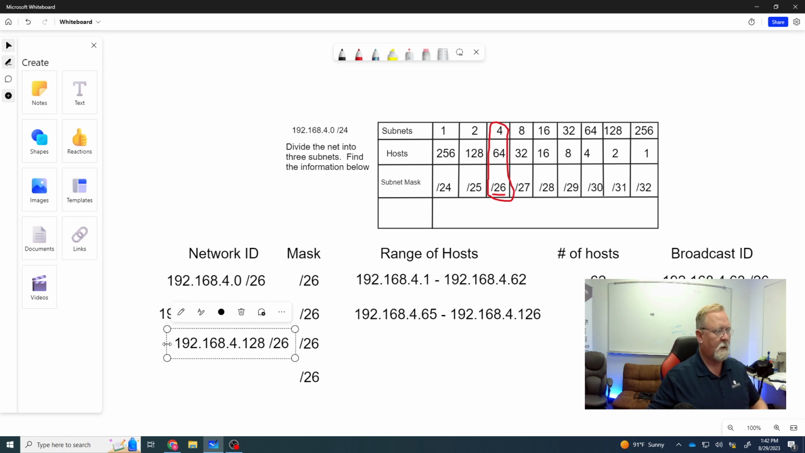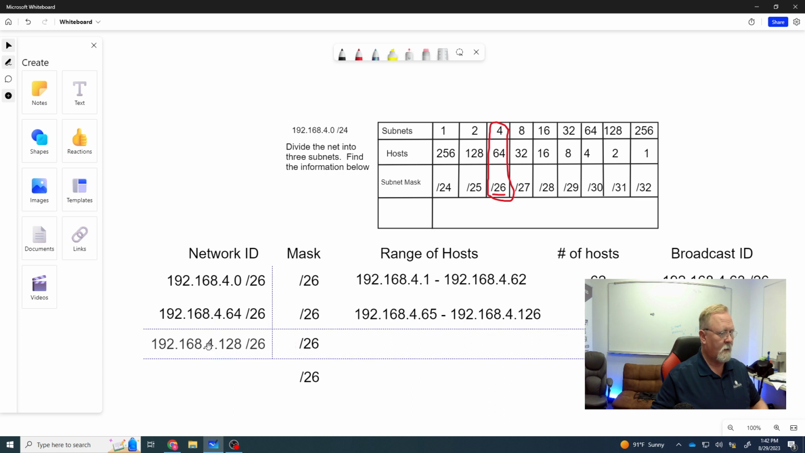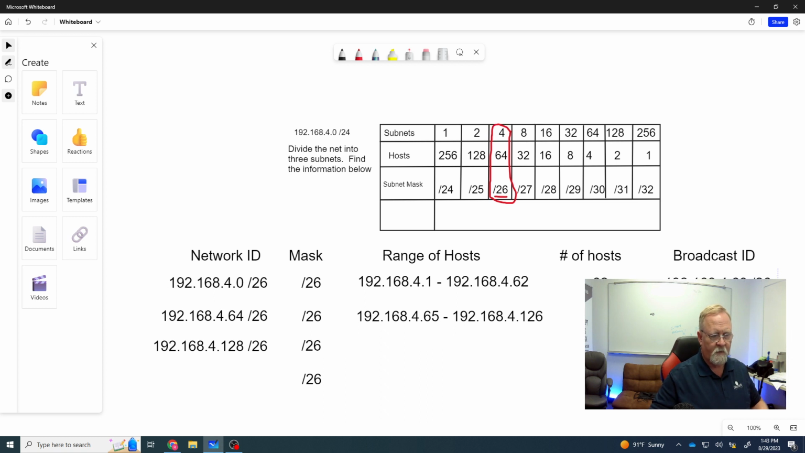192.168.4.128/26. And then we got 129 through 191, I believe it would be. And that will give us here at 192. Okay, so there's that. That's our broadcast. And so the range is going to be 129 to 191.